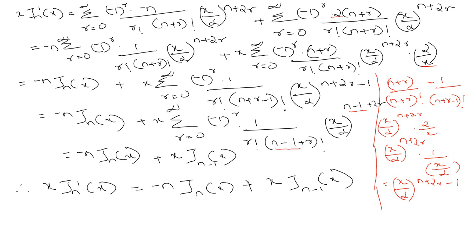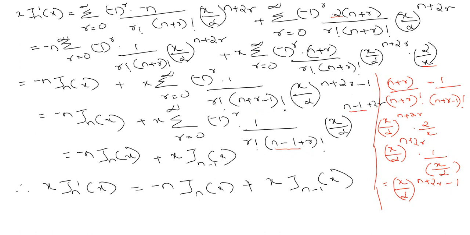So our equation is now x Jn dash of x is equal to minus n Jn of x plus x into sigma r = 0 to infinity (-1)^r divided by r! (n+r-1)! into (x/2)^(n+2r-1). Now we are just rearranging the terms in these two, that is, instead of n plus r minus 1 we are going to write n minus 1 plus r, and here also we have written it as n minus 1 plus 2r.